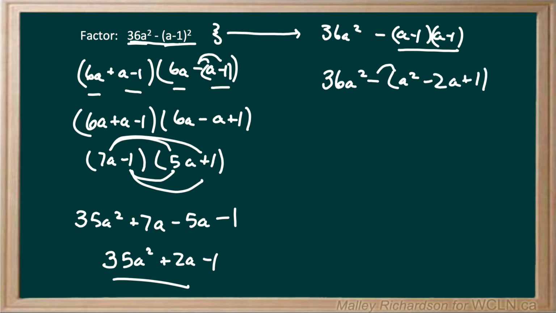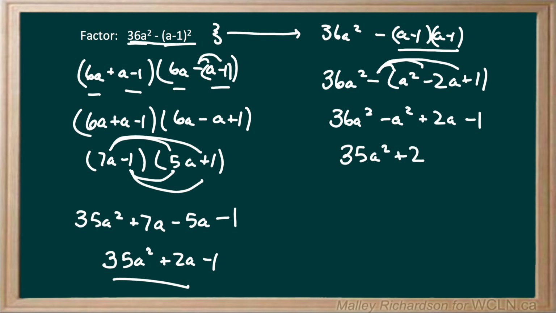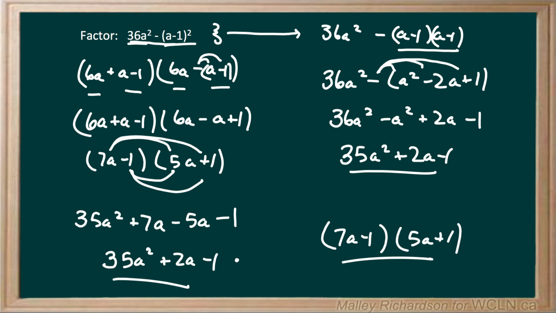And then we want to distribute this negative to everything inside the bracket. So we get 36a squared minus a squared plus 2a minus 1. Grouping together our like terms, we get 35a squared plus 2a minus 1. And this matches our final answer of this. So therefore our brackets of (7a minus 1) multiplied by (5a plus 1) was correct as our final answer.